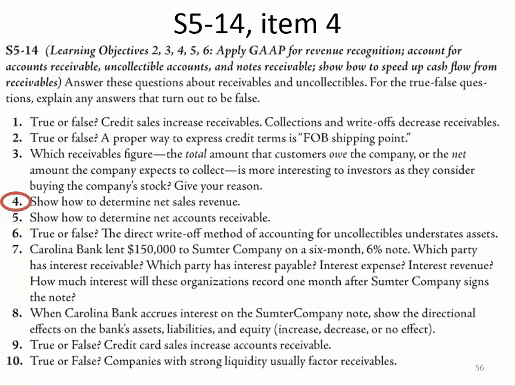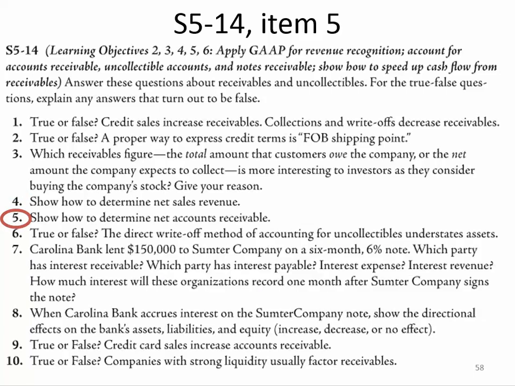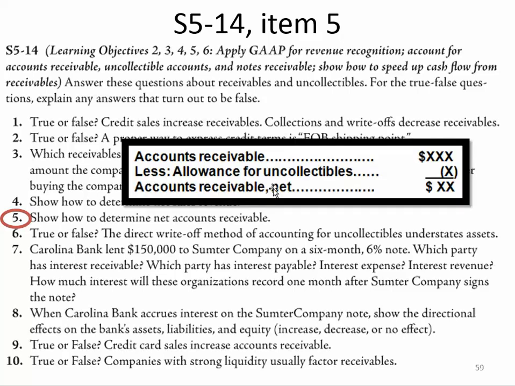The fourth one down, show how to determine net sales revenue. Net sales revenue will be sales revenue, less sales returns and allowances, less sales discounts gives you net sales revenue. Number 5, show how to determine net accounts receivable. Net accounts receivable is accounts receivable minus its contra asset, allowance for uncollectibles, and gives you net accounts. That's accounts receivable, net.